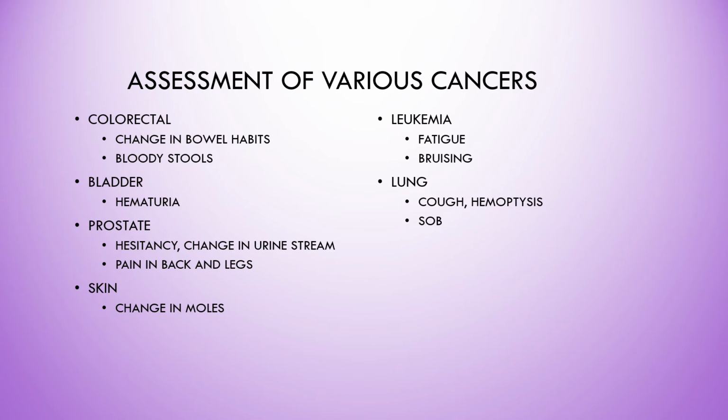Assessment of various cancers. We have colorectal. There's a change in bowel habits. They may have bloody stools. In the bladder, they may have hematuria. In the prostate, they might have hesitancy or change in urine stream, and pain in back and legs. In skin, they have a change in moles. In leukemia, they have fatigue and bruising. In lung, they have a cough and hemoptysis, or shortness of breath.